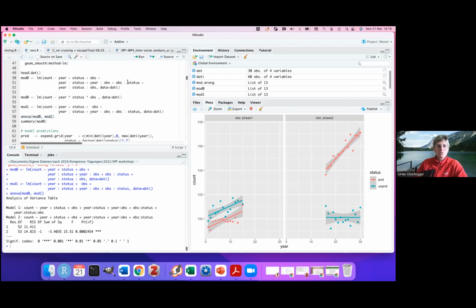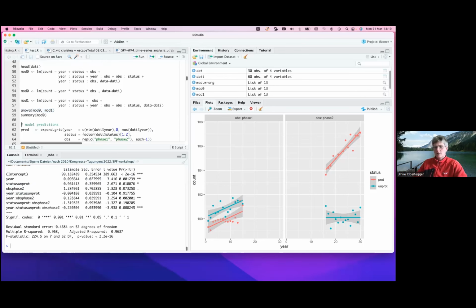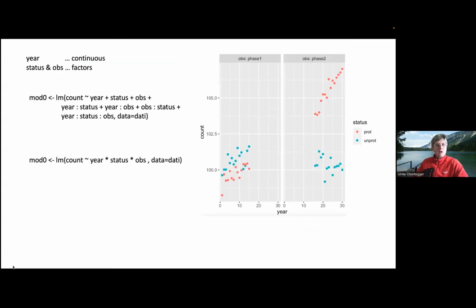So summary mod, this is the summary mod. And now we are going, oh no. This is a little, just a moment, I have to, okay, yes, solved. Okay, now we are going back to the PowerPoint.